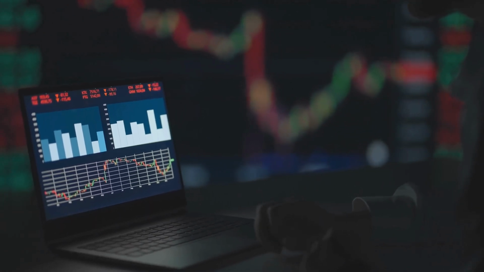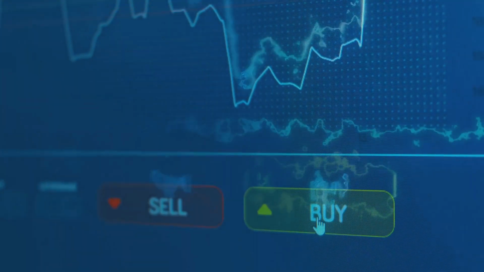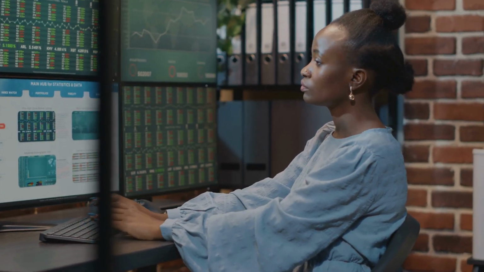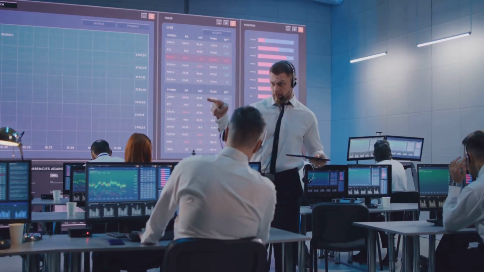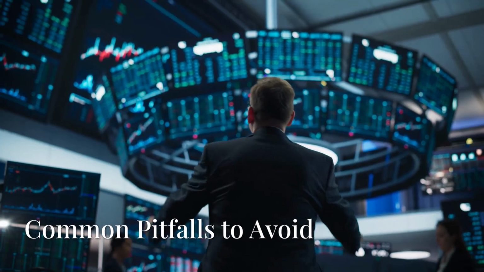Real-world scenario. A trader has a $10,000 account and decides to risk 1% per trade. That's a $100 risk. If the stop loss is $2 per share, the trader should buy no more than 50 shares. This kind of planning prevents emotional decision-making and catastrophic losses.